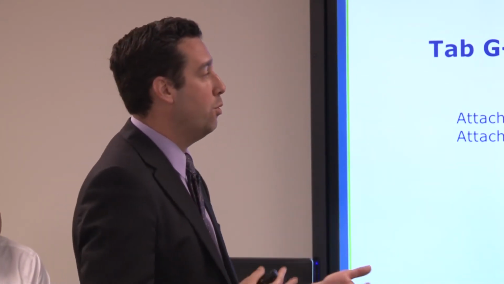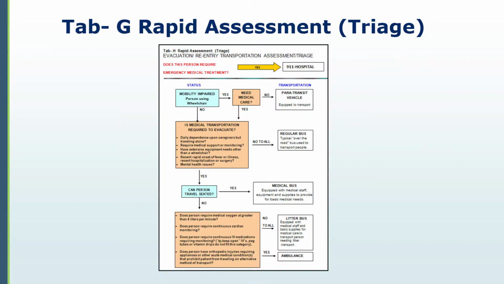Working and engaging individuals in our shelter within that context and process of working together helps enhance that program. So the shelter placement forms help through identifying that process. One example is a rapid assessment for triage, and this is for evacuation or reentry transportation planning.